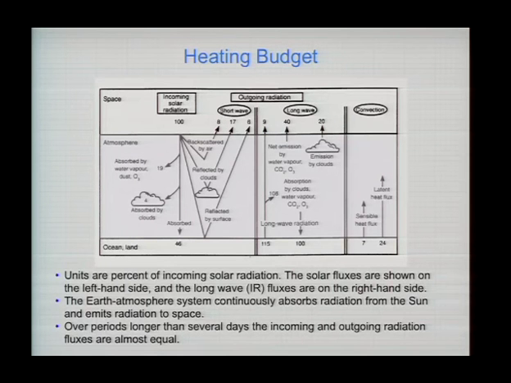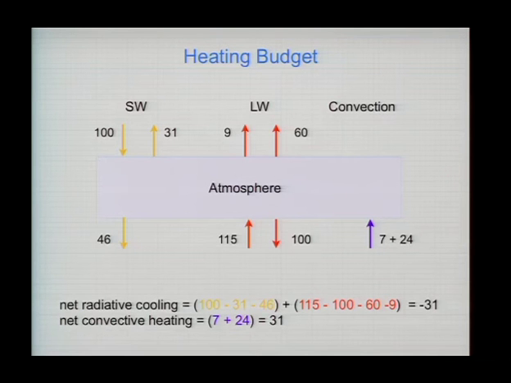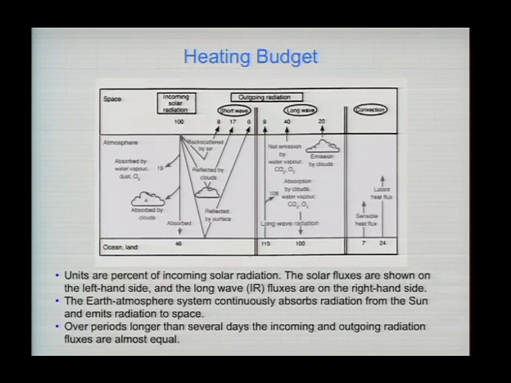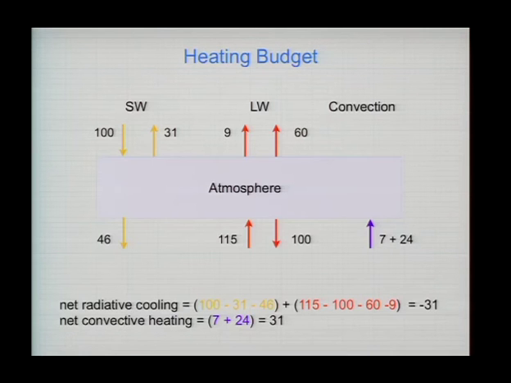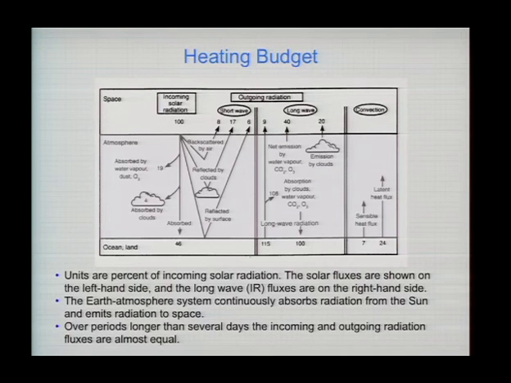Let me just cut out this middle bit because I'm only really interested in the heating budget of the atmosphere. Notice also that over here there's sensible heating, which is 7 units, and there's latent heating, which is 24 units. And here I've cut out the atmosphere. There it is there. And these are the arrows going either into the atmosphere or out of the atmosphere. So in the shortwave, the yellow, we've got 100 coming in, we've got 31 going out, and that 31 is the sum of all these types of things here.